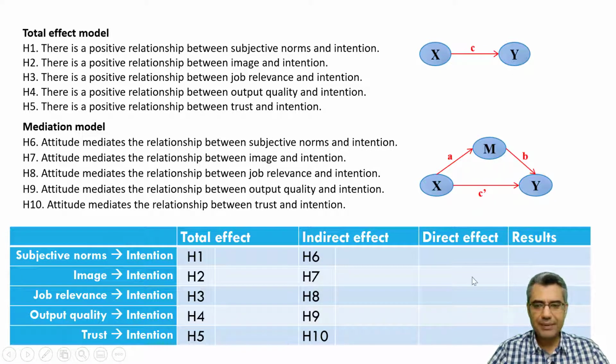Here I have prepared a table to summarize the results. So these are the first, the total effect model, the first 5 hypotheses, then the indirect effect or mediation model, hypotheses 6 to 10. Now let's go back to AMOS.